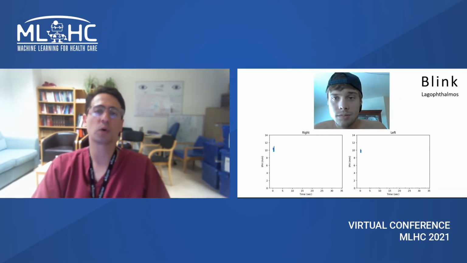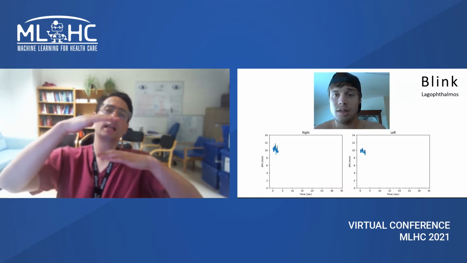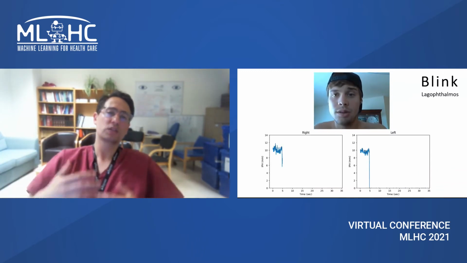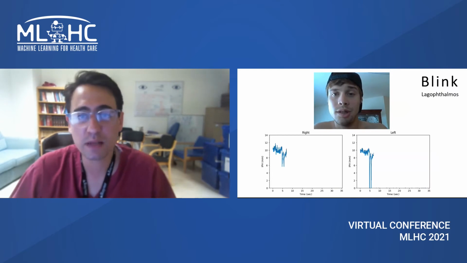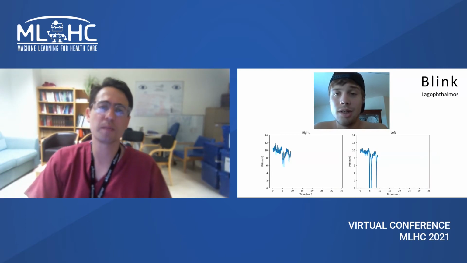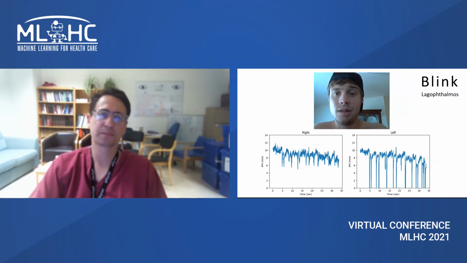We can also measure what we call blink lag ophthalmos. That's the amount that the eyelid is left open during a normal blink cycle. And it's hugely relevant, particularly in facial nerve palsy, but almost impossible to measure accurately in clinic manually.